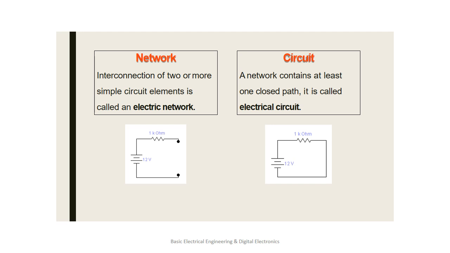Next, we can see what is a network and what is a circuit. A network is an interconnection of two or more simple circuit elements. Similarly, a circuit is a network containing at least one closed path, and it is called an electrical circuit.